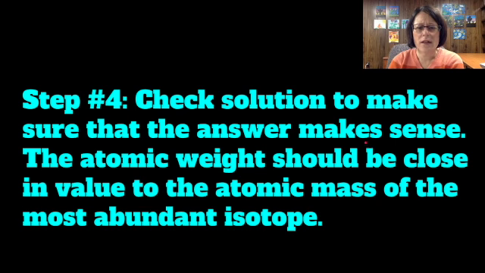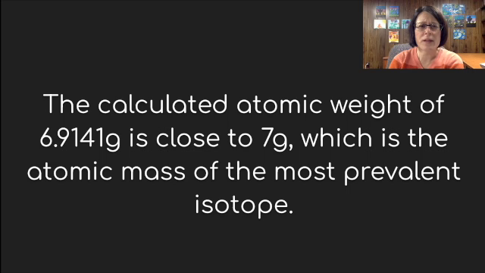Step 4 is to check the solution to make sure that the answer makes sense. The atomic weight should be close in value to the atomic mass of the most abundant isotope. So when I check my answer, the calculated atomic weight of 6.9141 grams is close to 7 grams, which is the atomic mass of the most prevalent isotope. If my answer was way bigger or way lower, I would know that I did something wrong.